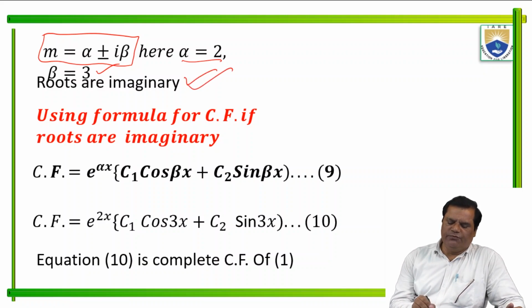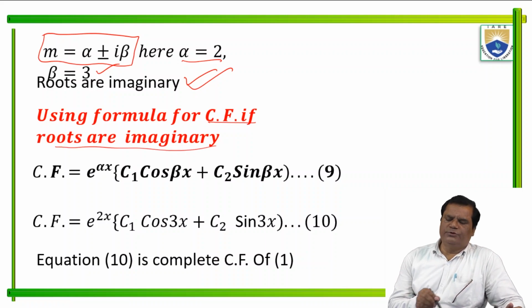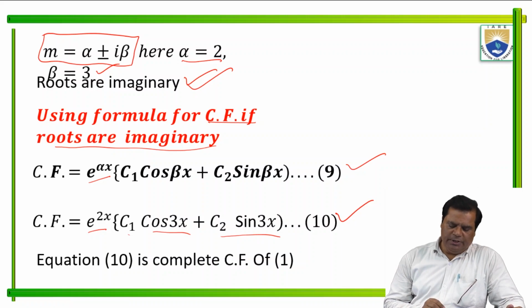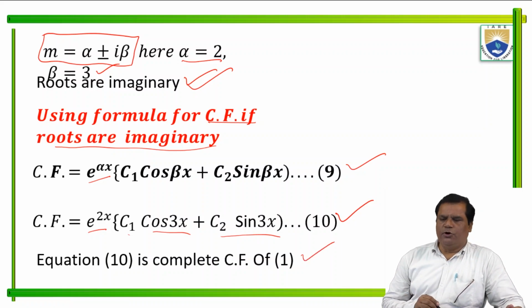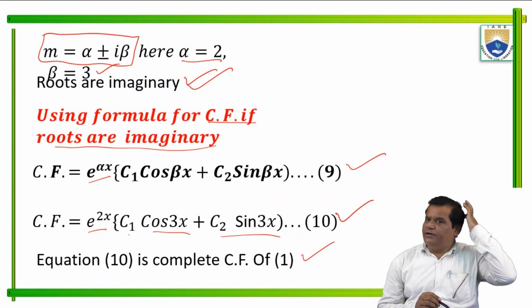So using the formula for CF if roots are imaginary: CF equal to e to the power alpha x, C1 cos beta x plus C2 sin beta x. This is equation 9. So CF equal to, alpha is 2, e to the power 2x, and beta is 3, C1 cos 3x plus C2 sin 3x. This is equation 10, the complete complementary function of question 1.